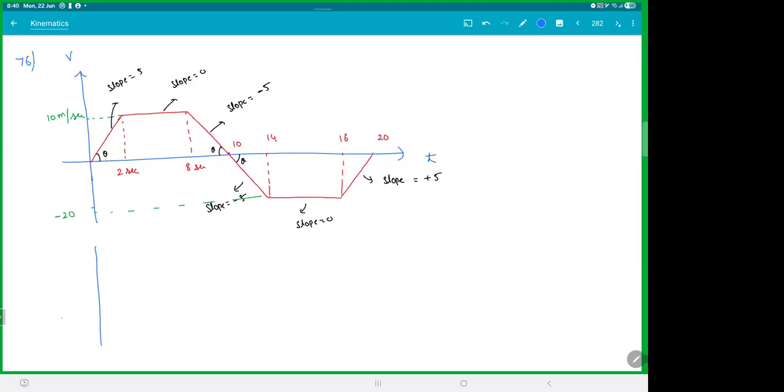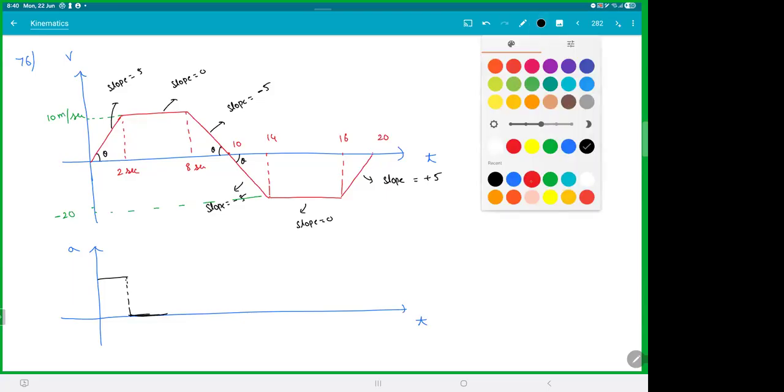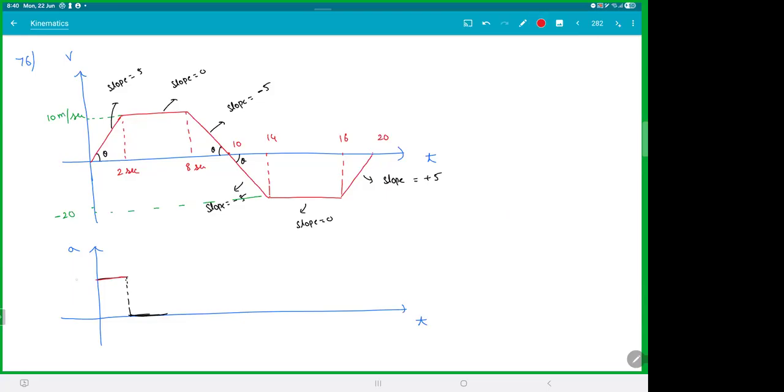So if you plot an AT graph, this is how it looks. Initially the slope was 5, so a horizontal line, then it becomes 0. Let me use another color. So this would be plus 5, then you will drop to 0 till 8, then you will drop to minus 5 till 14, and then again you drop to 0, then you'll bump up and become 5 and 0. So it just looks like step functions. Clear with that?